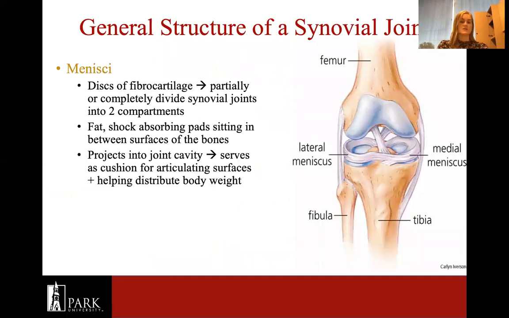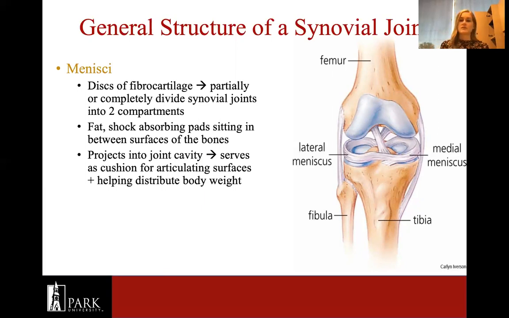So continuing on with the general structure of our synovial joint, we have menisci within our synovial joint. Specifically, we're looking at an image of our knee joint. So we have that femur, which is your thigh, and then we have your tibia and fibula, which is that lower part of your leg underneath your kneecap. These menisci are discs of fibrocartilage, just like in our spine, our intervertebral discs. They partially or completely divide those synovial joints into two compartments.